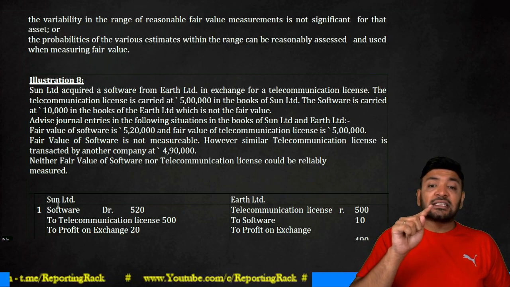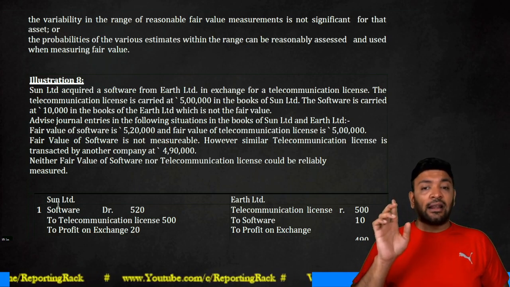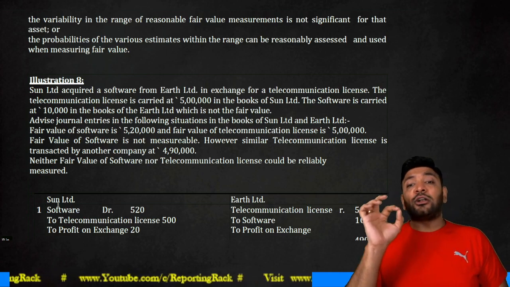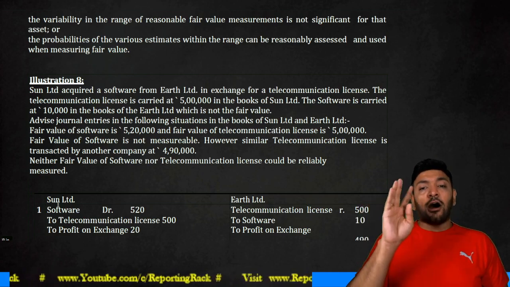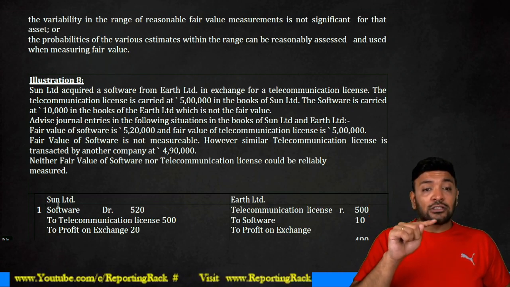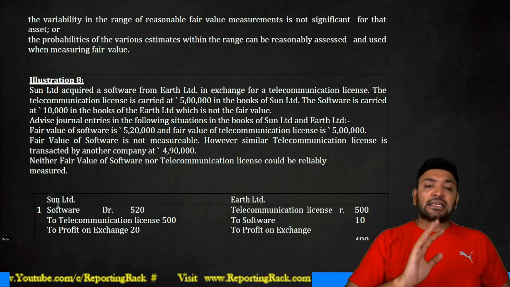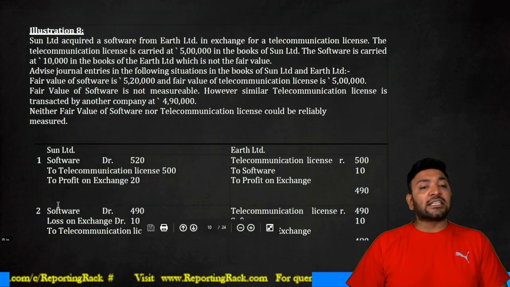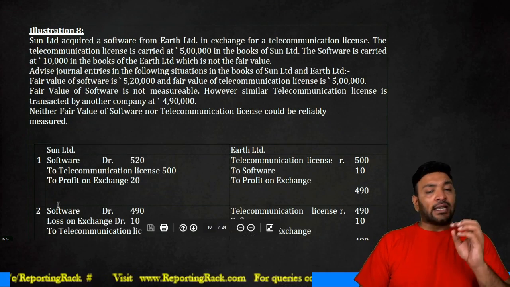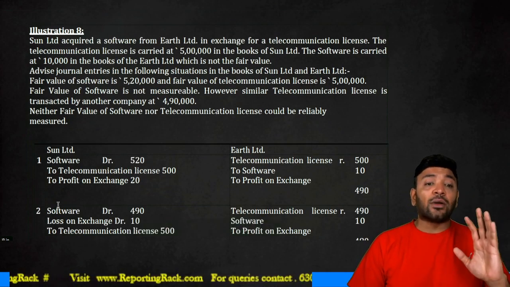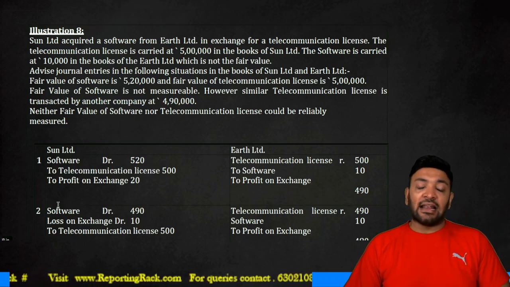What is the fair value of the asset given up? Telecom license 500. So therefore, you could have written the entry as software account debit to telecom license 500 or 5 lakhs. However, since the fair value of the software is also clearly visible, he is taking both of them. So he has considered 520 to telecom license 500 to profit on exchange 20. Answer is absolutely fine. Even if you would have written software account debit to telecom license 5 lakhs.